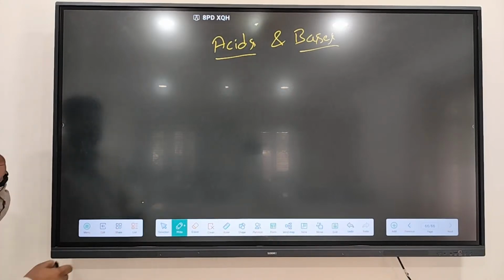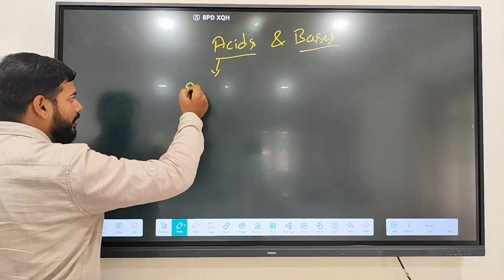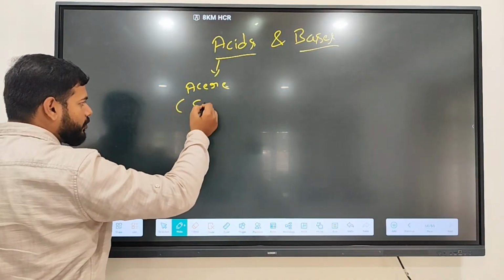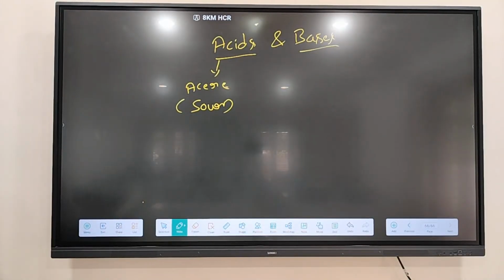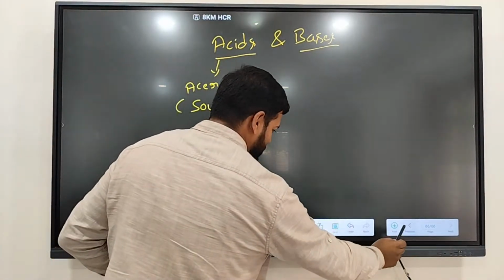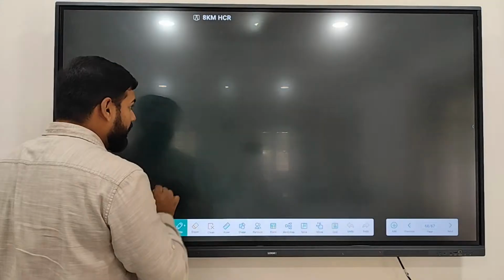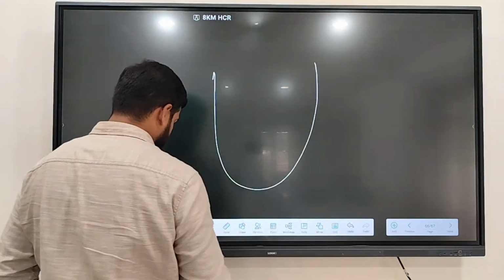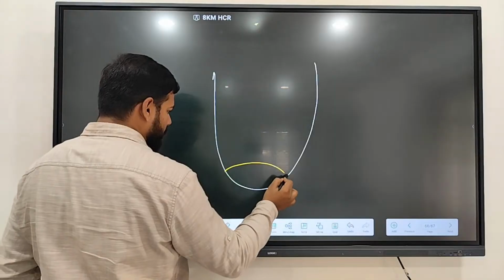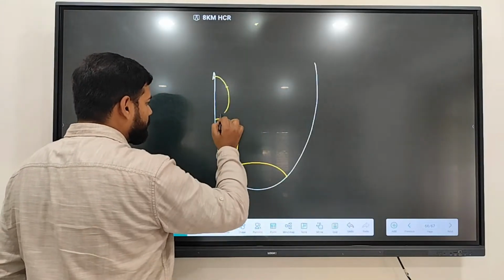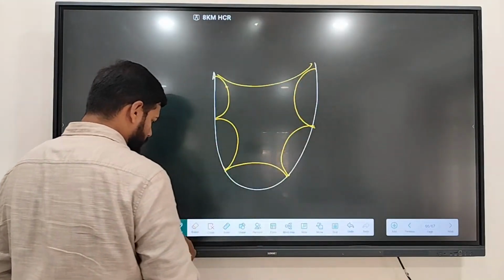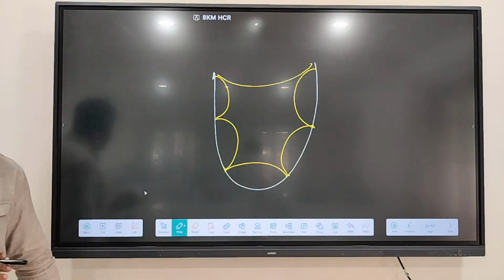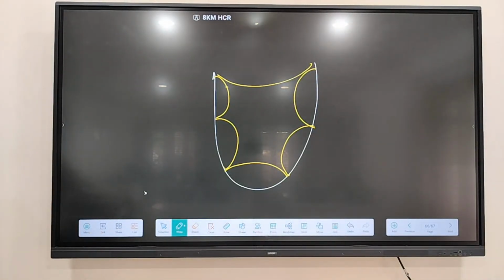Acid. The word comes from a Latin word acere, that means sour. Sour means the taste. Sour. There is one thing which you need to know. This is our tongue. Have we discussed this? No, you are absent.